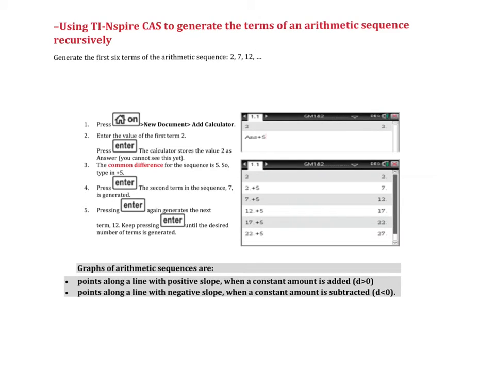Now, if it's an arithmetic sequence, let's think about it. We're going up or down by a constant amount. What sort of a graph do you think that might produce? Hopefully you are saying that it is a straight line graph. So points along a line with a positive slope when our common difference is greater than 0, which means our value would be a positive D. And when we have a negative D value, we end up with a negative slope, and therefore we're talking about D less than 0. Let's have a look at that in an example.